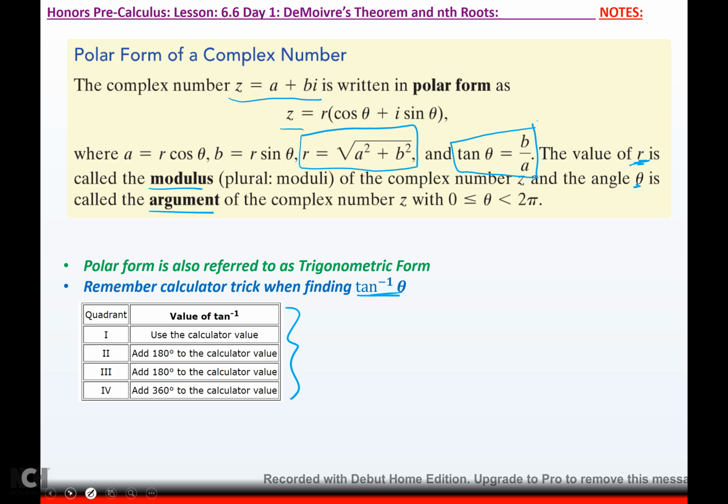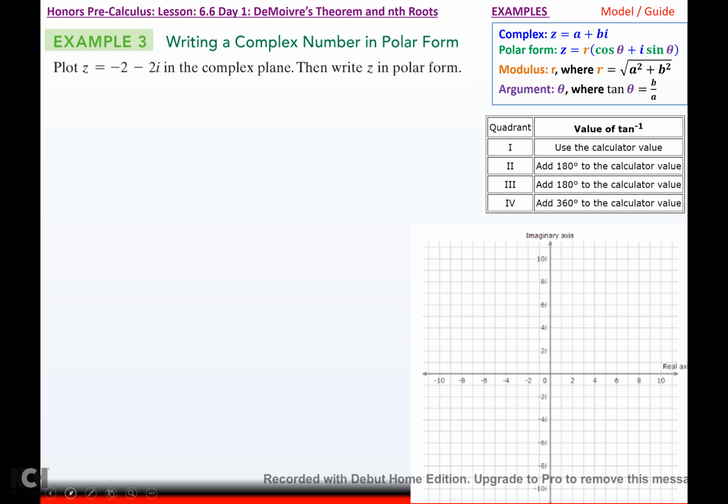Alright, so that's why we've got to plot these points and make sure that your answer on the calculator is in the right quadrant. Alright, so it says plot -2 minus 2i in the complex plane and then write z in polar form. So if I plot this, -2, -2i, which tells me I'm in quadrant 3. So I need to remember to do this when I do my arctan. Alright, so I need r and I need theta in order to write this. This is my end goal.